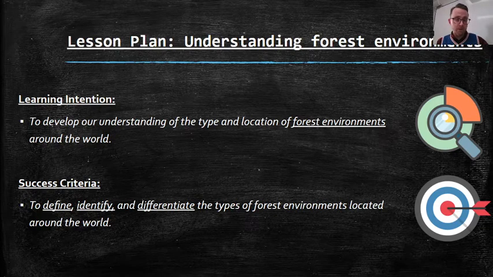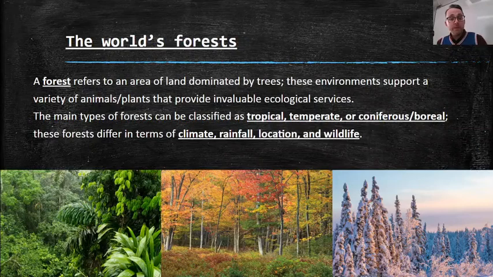So what are these different types of forests? Identify them and differentiate between them. So what makes them similar? What makes them different? So what is a forest? Real basic. We're going to start off with a forest refers to an area of land dominated by trees. I know that's VC level stuff, but basically it's trees equal forest.